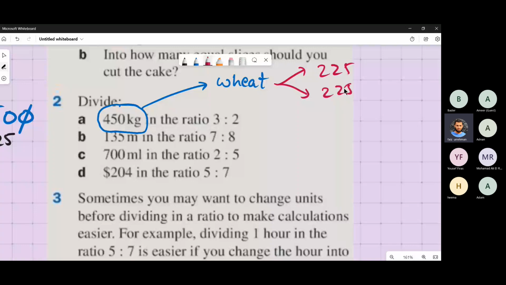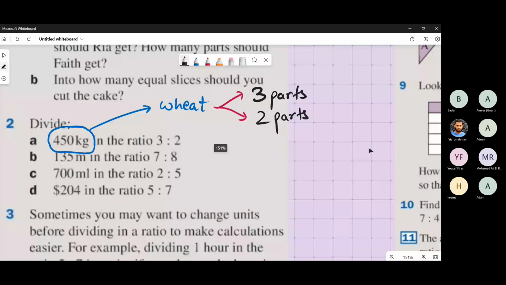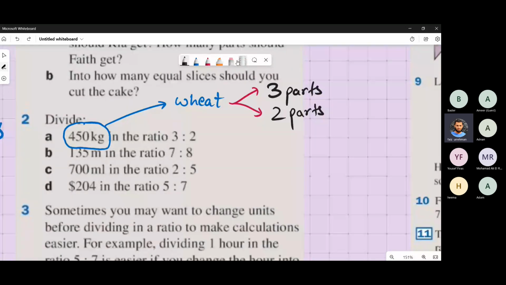I want to give the first guy 3 parts, and I want to give the second guy 2 parts. And I want to give the first guy more than the second guy. So how am I going to perform this? How many total parts do I have to give? Finally, I have to give a total of 5 parts, correct?